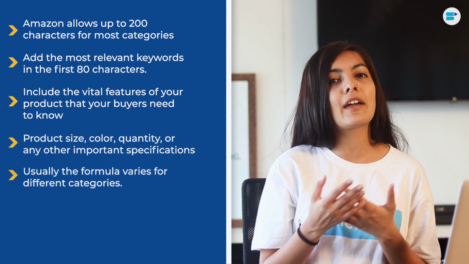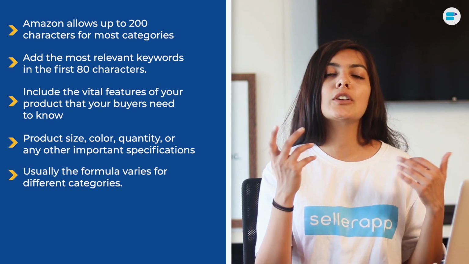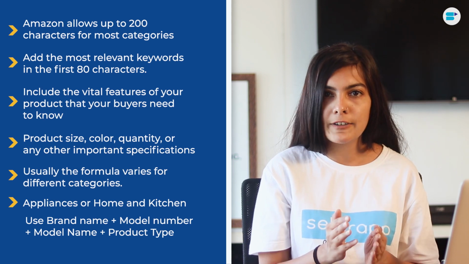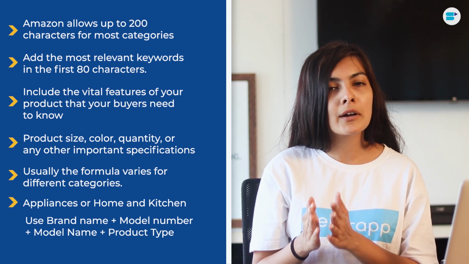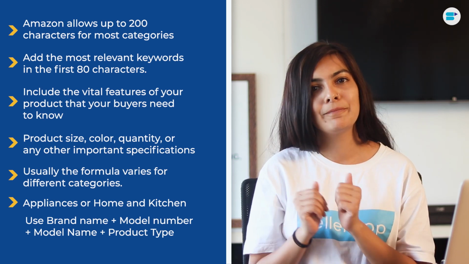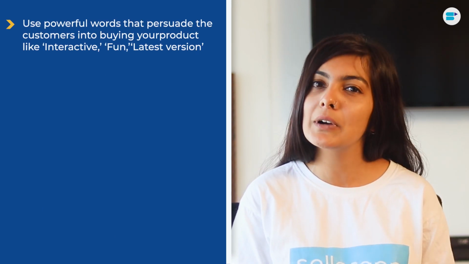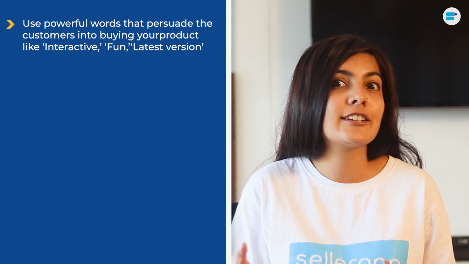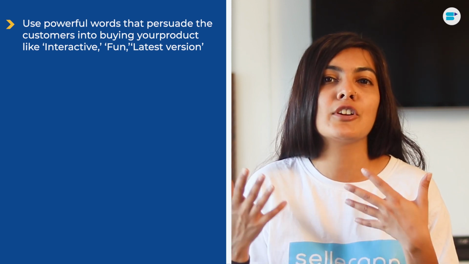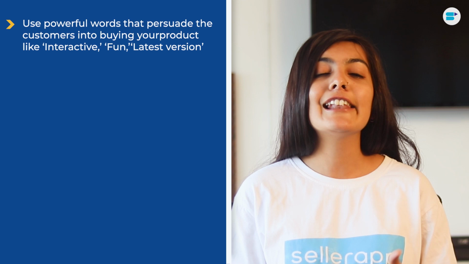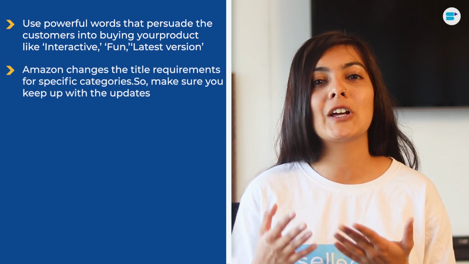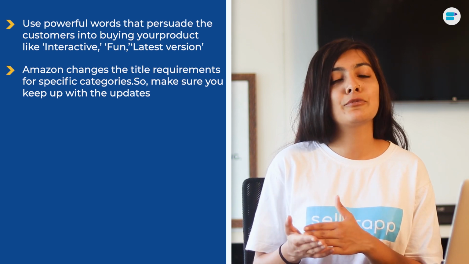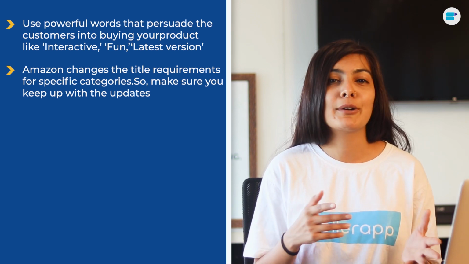But the formula varies depending on the category. If you take home and kitchen, the formula is brand name, product identifier, then model number, model name, product type. If you still have room, you can use powerful words such as interactive, fun, get the latest version to persuade shoppers into buying your product. And lastly, make sure you keep up with Amazon guidelines because it tends to change product title requirements for different categories from time to time.